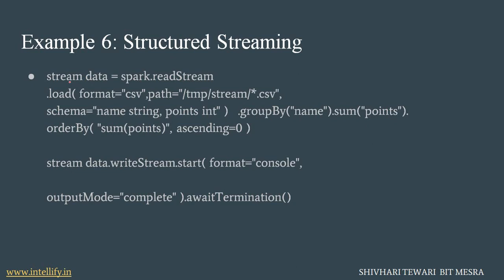Now here is the example of how to code structured streaming. That means stream data equals spark.readStream. Here we will load the data in the format of CSV. Then the path is given, tmp stream.csv. Then what kind of schema we are using, that is name string, points, which is grouped by name. If we want the summation of the given data, we use sum on the points, that means the values in the given table, and then order by sum points and ascending equals 0.